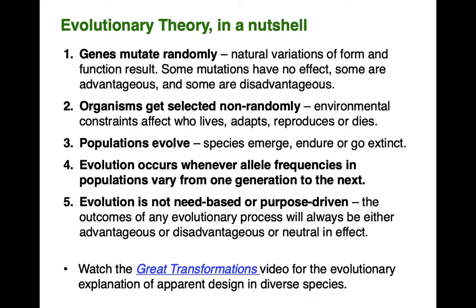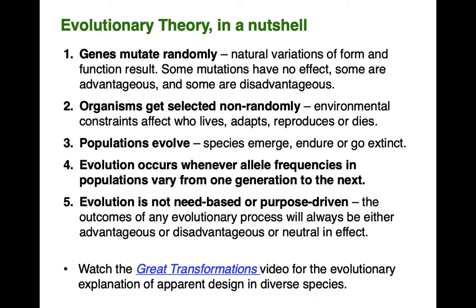2, organisms get selected non-randomly. What does this mean? It's the environment that decides who lives, who dies. Where you live, whether you reproduce or you die. 3rd, it's populations that evolve. New species emerge. They endure or they go extinct. There's nothing special about any particular species.